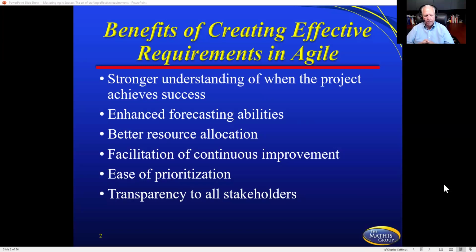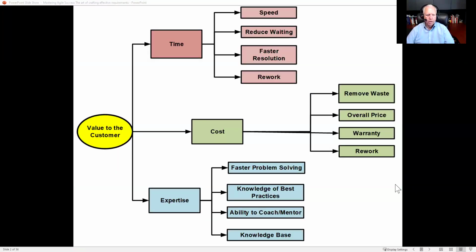enhanced forecasting abilities when you and your team are talking about that, better resource allocation, the ability to facilitate more continuous improvement as you're going through and making your project and your team more efficient and better on their deliverables, ease of prioritization, transparency to the stakeholders. And that way everybody understands what's going on. Those are benefits that we see. A lot more communication, a lot more engagement. And so that's one of the reasons why we want to do some of this and use Agile so many times.